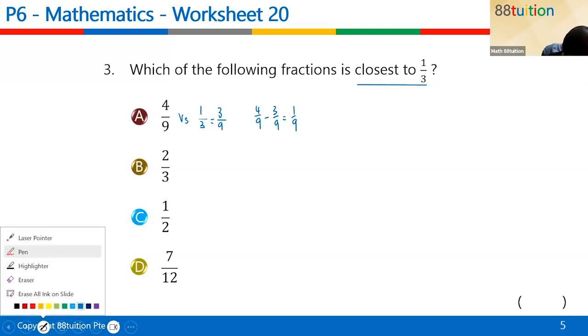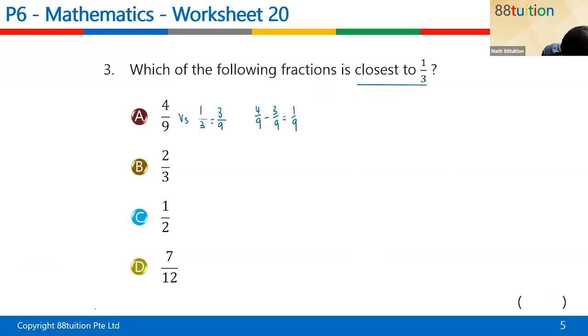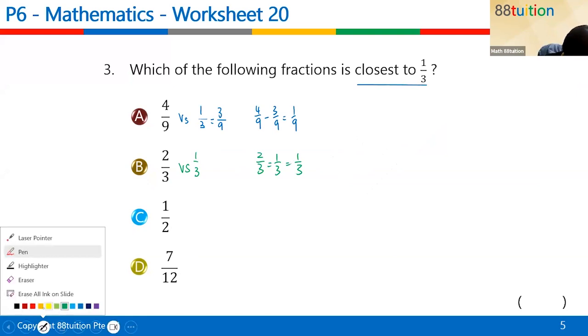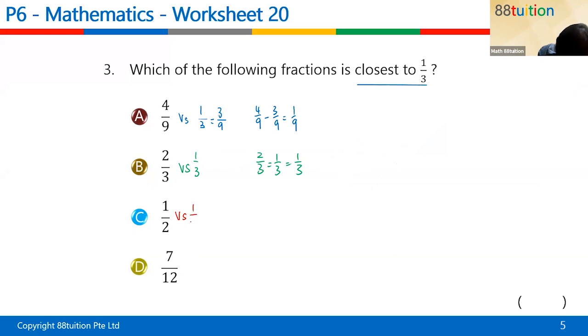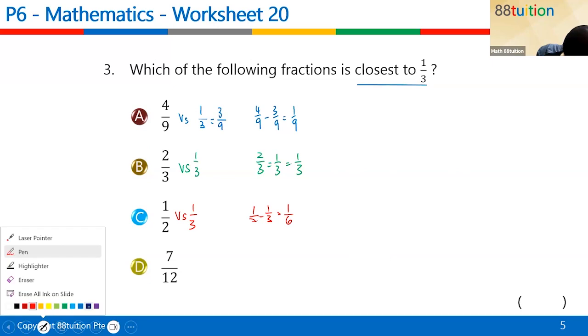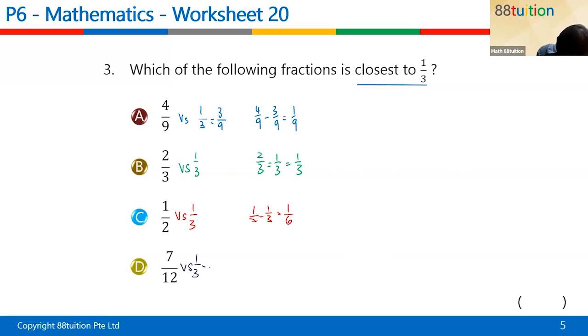Okay? Then the second one, what you can have is this one. You have 2/3 versus 1/3. What is their difference? When 2/3 minus 1/3, you get 1/3. Number C, half. So with a half, you want to check versus 1/3. So you minus half with 1/3. You actually have 3/6 minus 2/6, 1/6. Okay. Then the last one, you also want to compare versus 1/3, which you can change to 12 times 4. So 7/12 minus 4/12, we get 3/12.